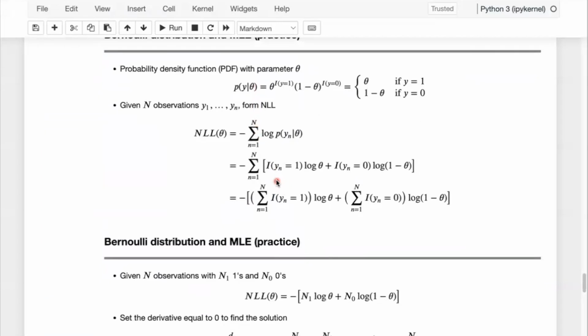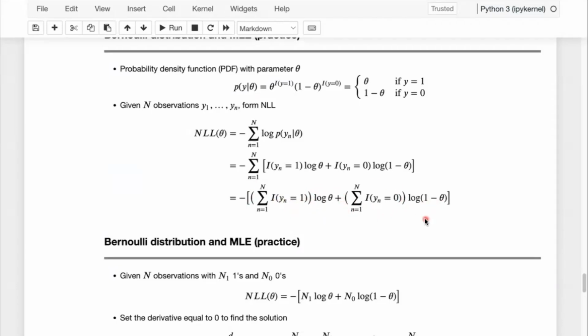So with this in mind, we get to this line. And the nice thing is that this log of theta here does not have any index n. So this means that now you can just factor this out, and we only have this negative sum of the indicator function yn equals 1 times log of theta. So this is now outside the summation, plus the same thing for log of 1 minus theta.